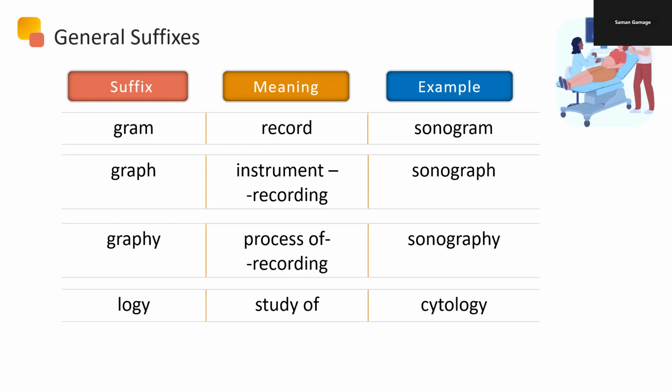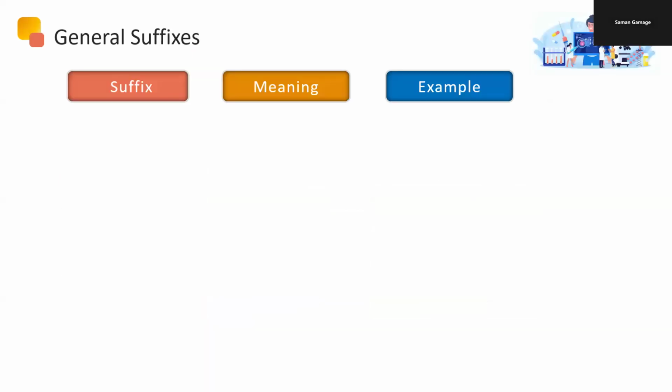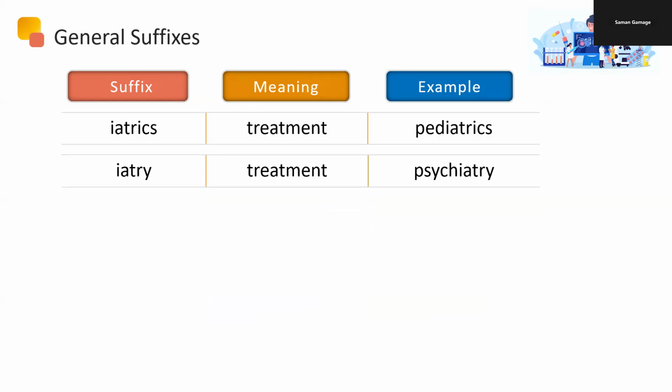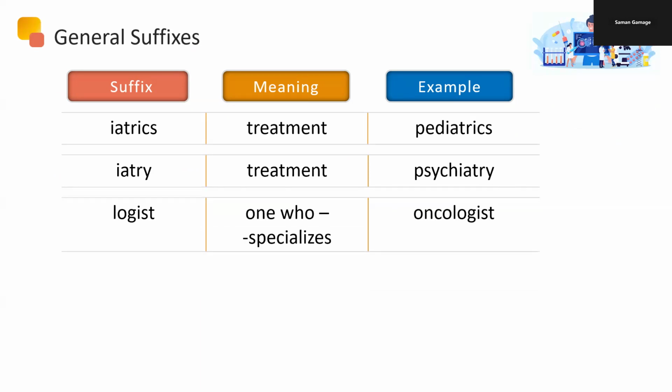Logy, we have learned before, study of. Cytology, study of cells. Iatrics refers to treatment. Pediatrics, treatment of diseases of small children. Iatry is treatment. Psychiatry, treatment of psychological problems, mental illnesses. Logist is the one who specializes. Oncologist, the person who has specialized in cancer.